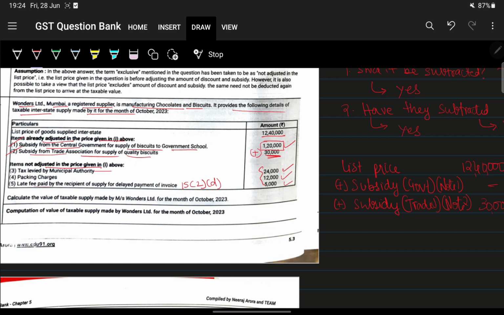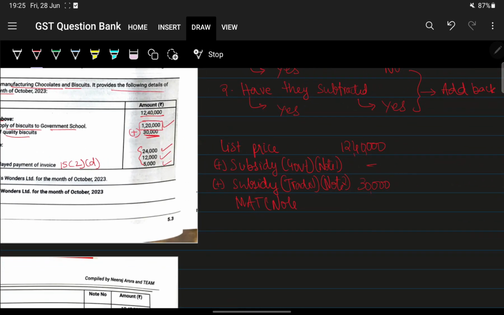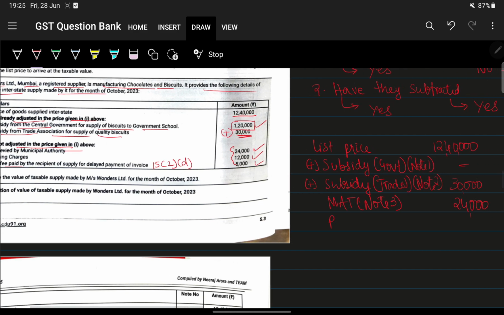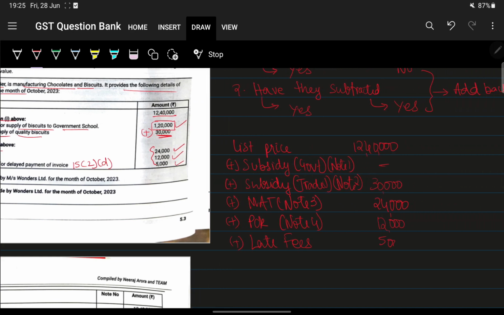Next we'll move on to the third one. Tax levied by municipal authority, I'll just put municipal authority tax. We'll give it in note number 3. That comes up to 24,000. Next is packing charges. I'll just put PCK, note 4. This will explain in note number 4 why we are adding this 12,000 rupees. And next, late fees. So late fees is 5,000 rupees. That also we'll have to add. That explanation we'll give in note number 5.